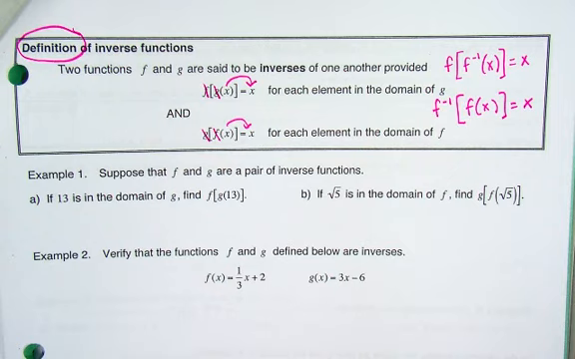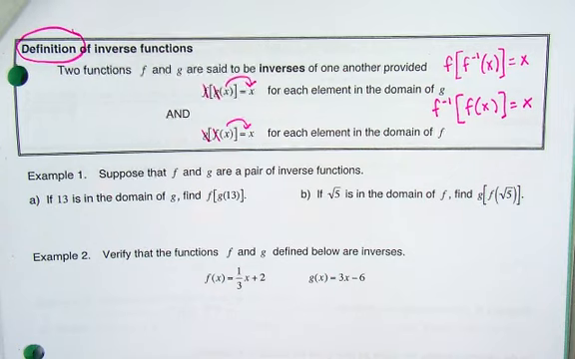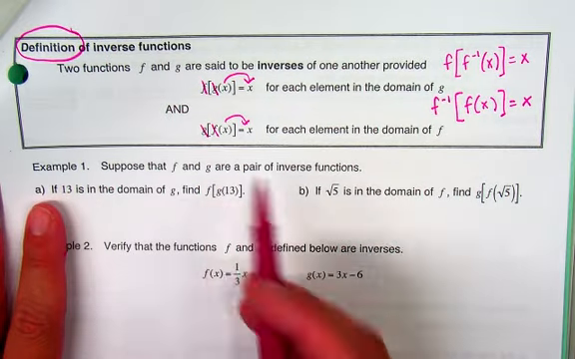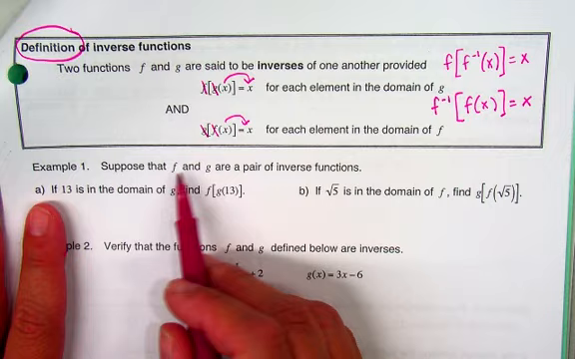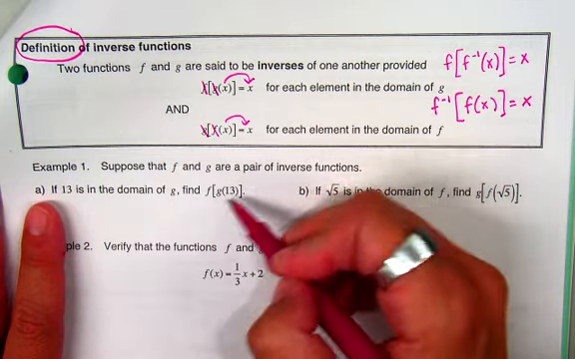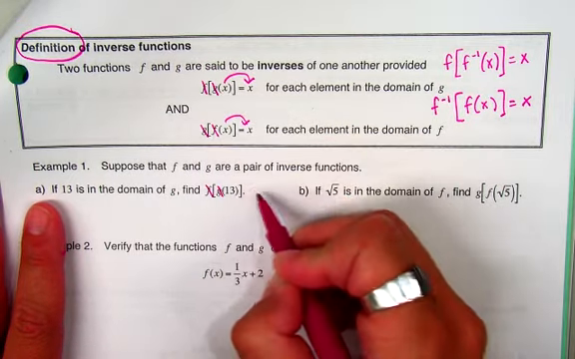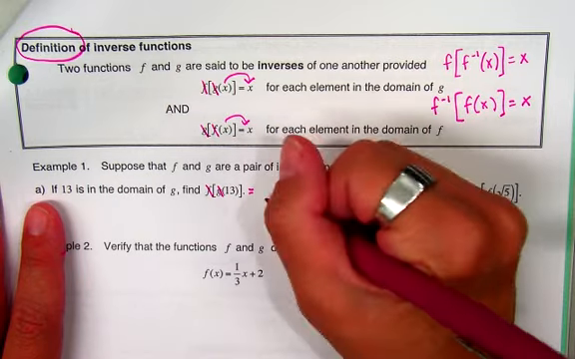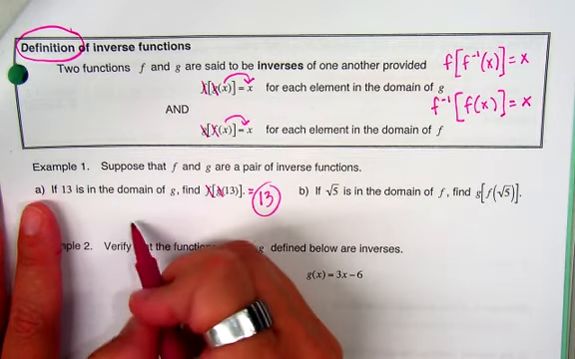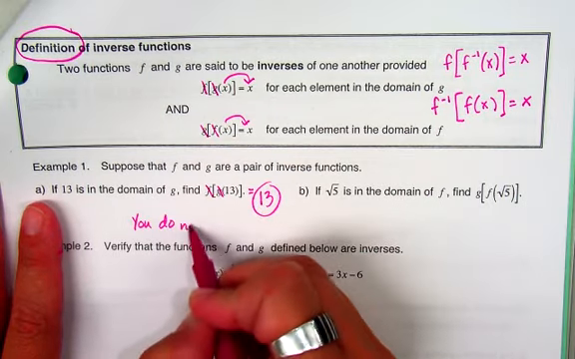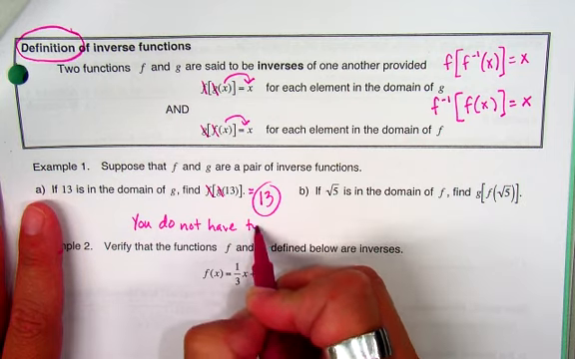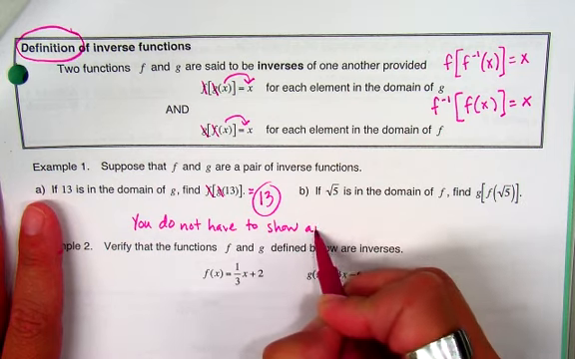Okay, so suppose that f and g are a pair of inverse functions. And this part's really easy. I don't want you to do much work. If 13 is in the domain of g, find f of g. Well, since they told you that they were inverses, f of g of 13, well, look, the f and the g are just going to cancel out. Gone, gone, and my answer is just going to be 13. I like that. And you do not have to show any work.